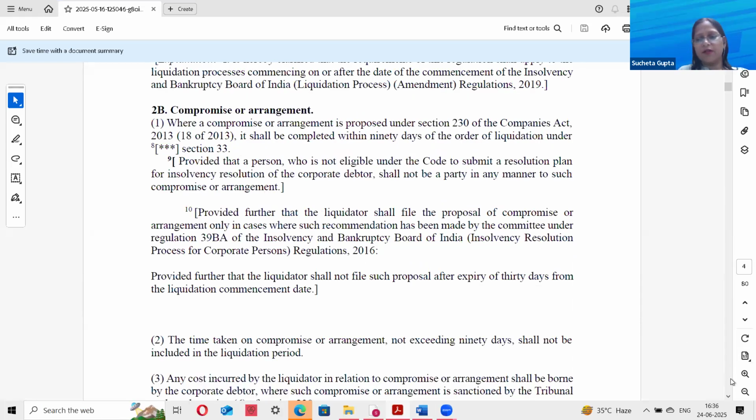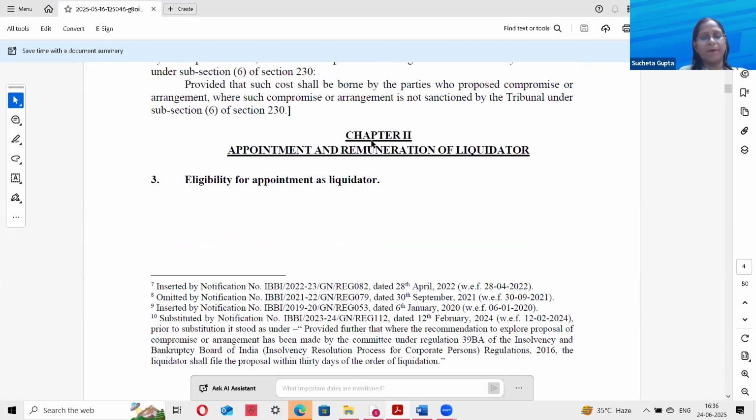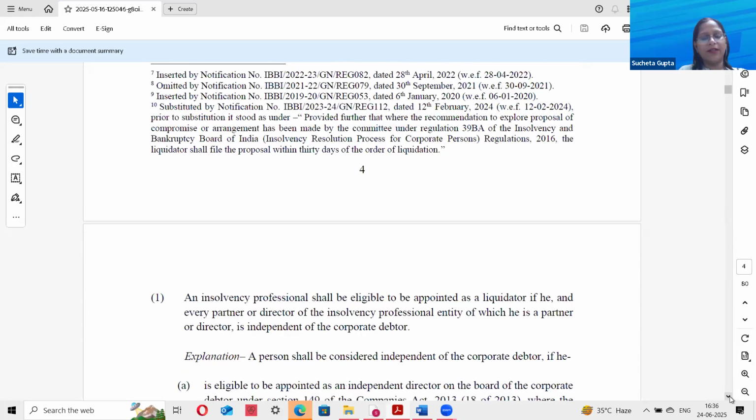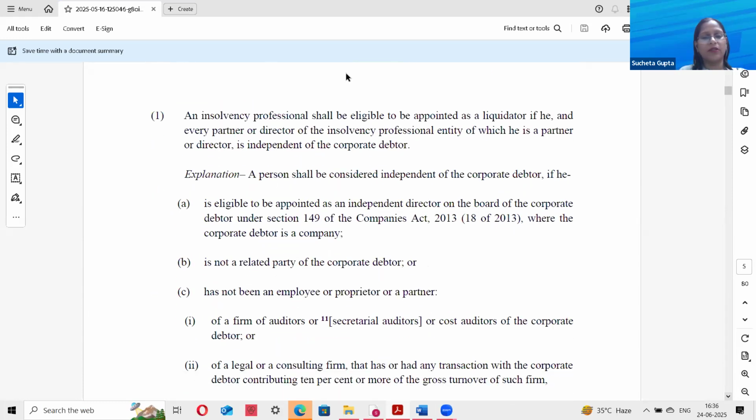Compromise or arrangements, I have already read. Now Chapter 2, appointment and remuneration of the liquidator. Eligibility for appointment as a liquidator. So what is the eligibility criteria? It is the same as for the IP, IRP or RP.